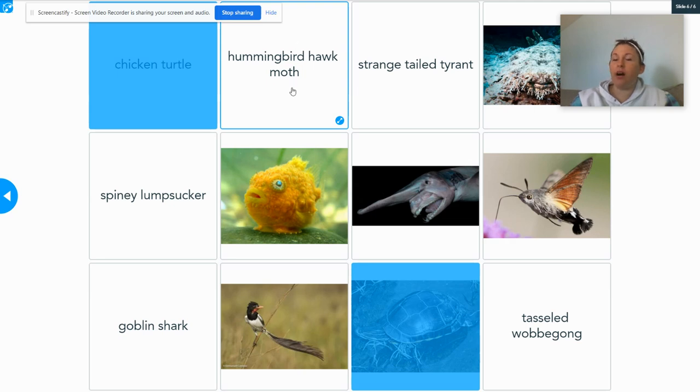This one, hummingbird hawk moth. So it could be a hummingbird or a hawk or a moth. Hummingbirds and hawks are both birds, and then a moth. So I'm thinking it's between this one and this one. But which one looks more like a moth, a hummingbird, and a hawk? Yeah, this one right here.